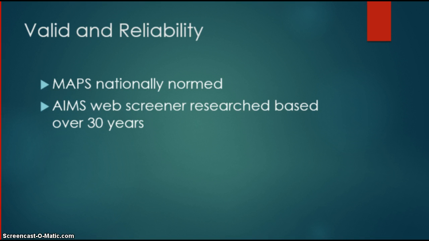Validity and reliability is always a concern when it comes to education. In order to make sure the data analysis being done is valid and reliable, the district has adopted 2 critical assessments. MAPS is the measurement of academic progress and is nationally normed. The Ames Web Screener is research-based and has over 30 years of success. These assessments provide immediate data of the student, allowing for targeted instruction almost immediately.